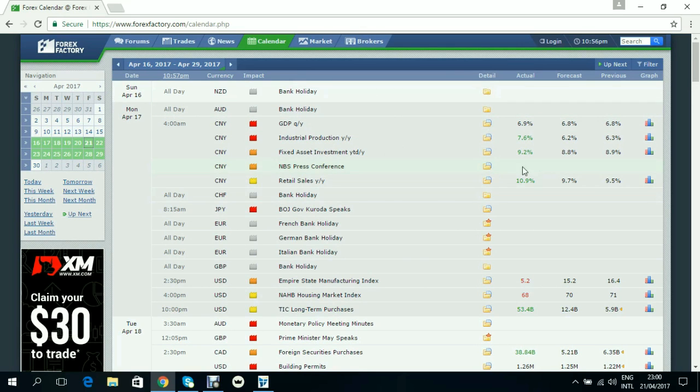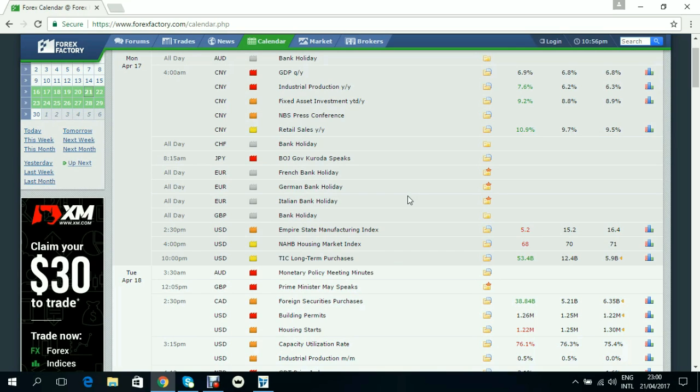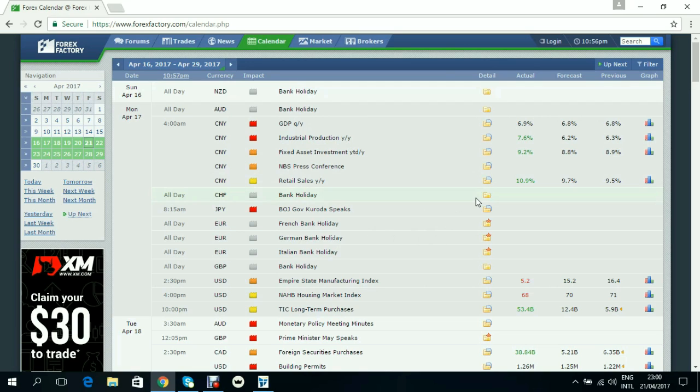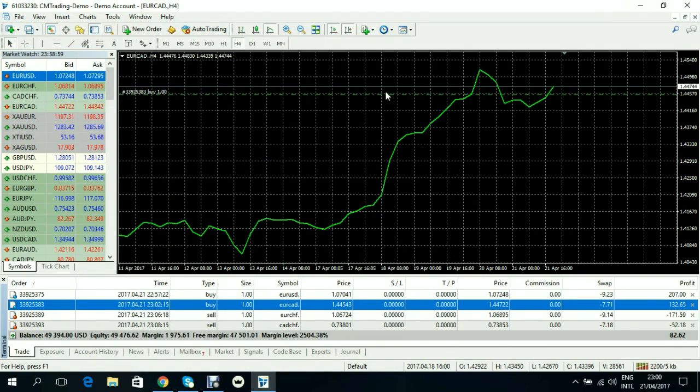So basically, these are the fundamental news, or this is the area where we do the fundamental analysis to be able to know whether a particular currency will be stronger than the other, to know how to pair them.